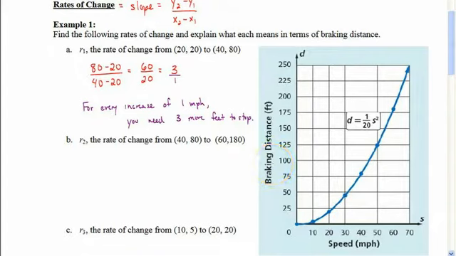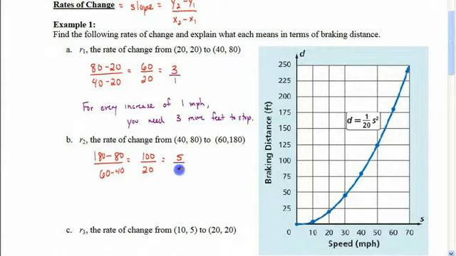Let's look at another example. Now let's say we're going from 40 miles an hour to 60 miles an hour, our braking distances are going to go from 80 feet to 180 feet. We want to find the rate of change for this scenario. So again, I would take 180 minus 80 divided by 60 minus 40. 180 minus 80 is 100. 60 minus 40 is 20. And we could simplify that to be 5.